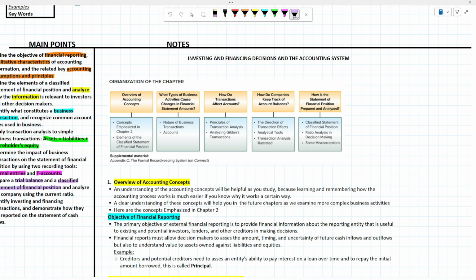So, our chapter: investing in financing decisions and the accounting system. Number one here is the organization of the chapter. We have our overview of the accounting concepts, and what types of business activities. This is pretty much what I explained before. So, one, overview of accounting concepts.